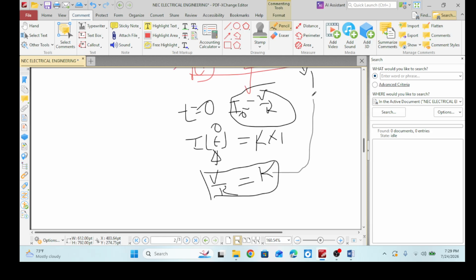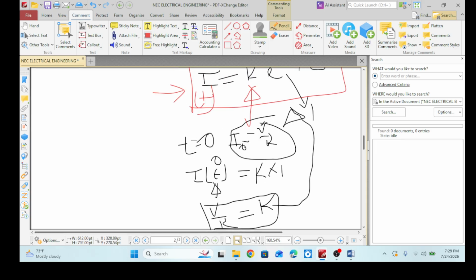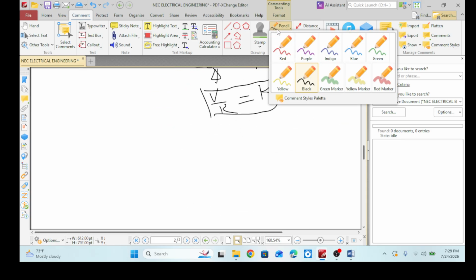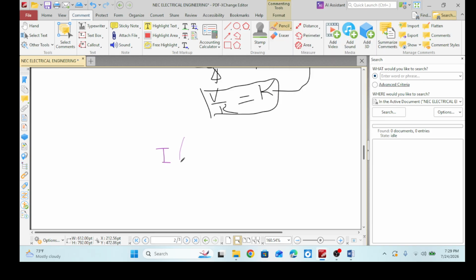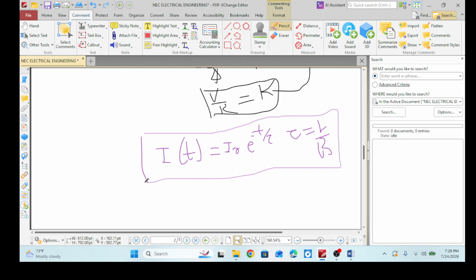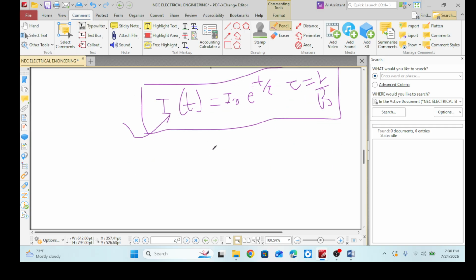Now again we substitute this value into this equation, we get I(t) equals k, which is V by R, that is I naught, e to the power minus t by tau, and tau is nothing but L by R. This is the transient analysis of an inductor and resistor circuit, the RL circuit. Okay, we have understood this.